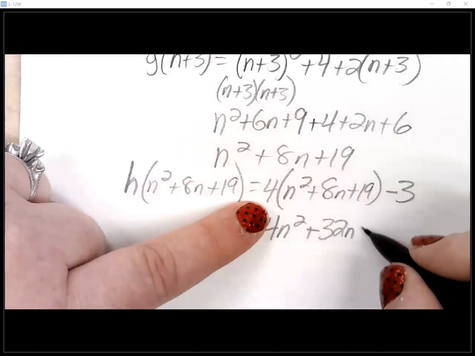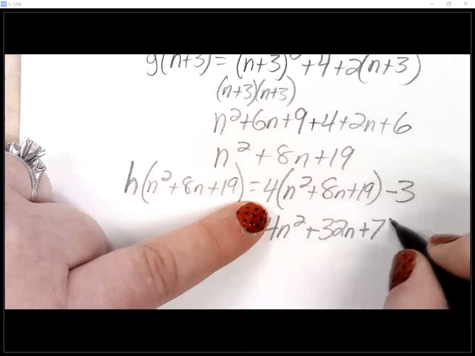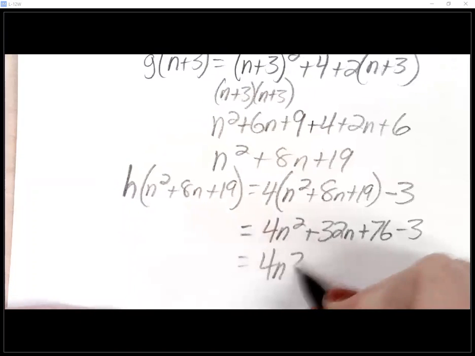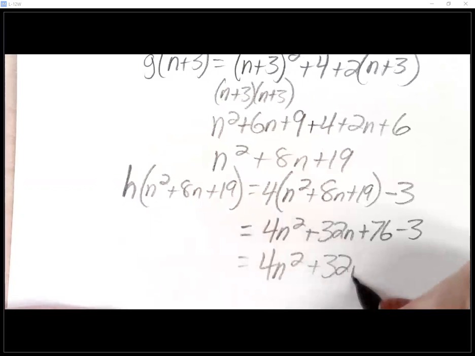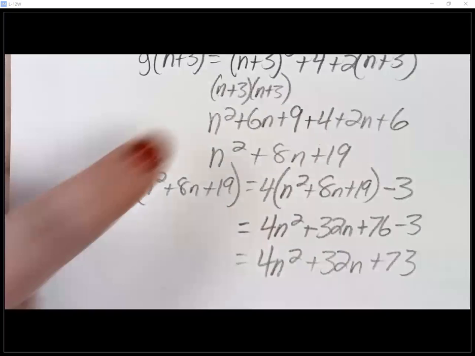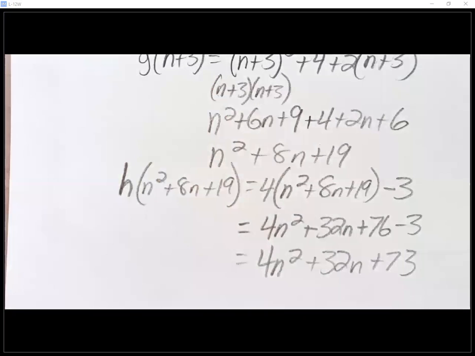Okay, what's 4 times 19? 76? Is that right? Yeah. And then plus 73. So there it is. So if you didn't get that one right, check that you squared the n plus 3 first. That's probably the most common mistake.